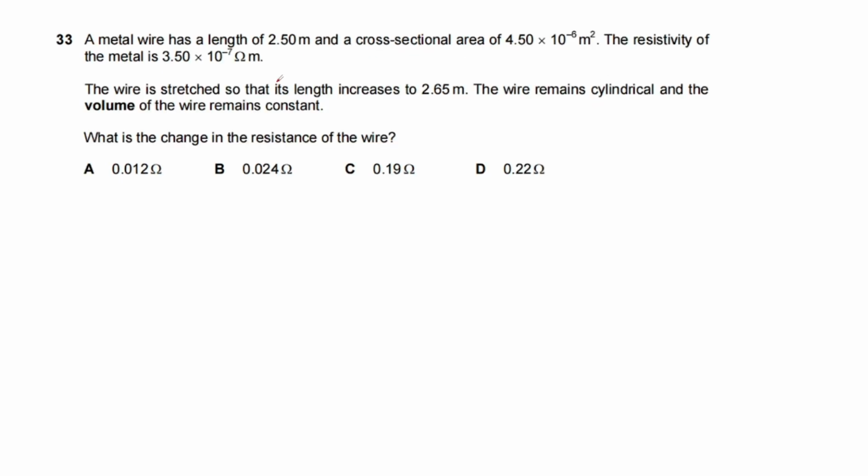Next is question number 33. A metal wire has a length of 2.50 meter and a cross-sectional area of 4.50 times 10 to the power minus 6 meter square. The resistivity of the metal is 3.50 times 10 to the power minus 7 ohm meter. The wire is stretched so that its length increases to 2.65 meter. The wire remains cylindrical and the volume of the wire remains constant. Okay, this point to be noted. What is the change in the resistance of the wire?